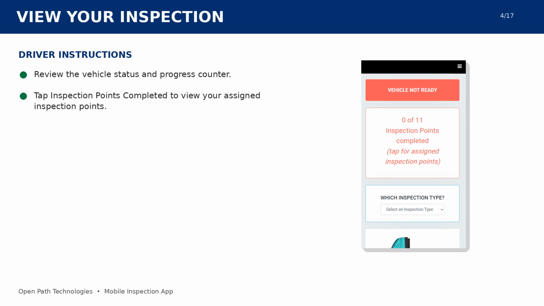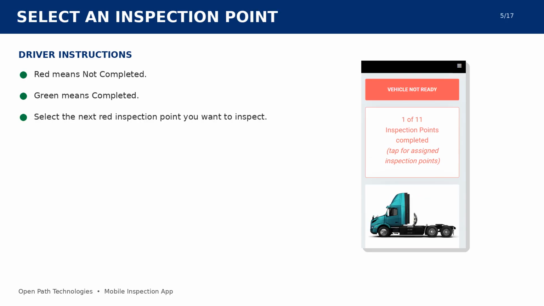You'll now see the vehicle inspection screen. This screen shows your vehicle information and your inspection progress. Tap Inspection Points Completed to see the inspection points assigned to this vehicle. The inspection points are color-coded. Red means the inspection point still needs to be completed, while green means it has already been completed.